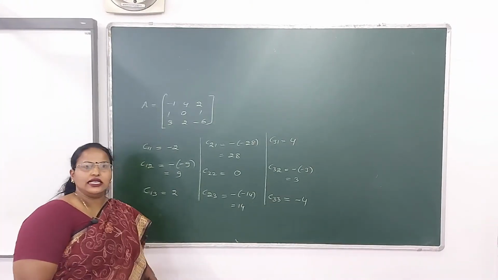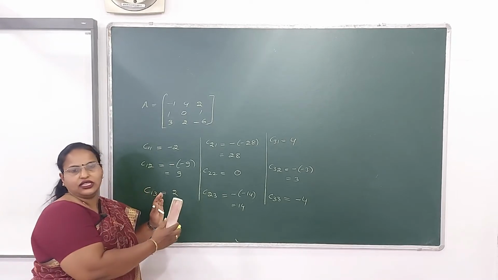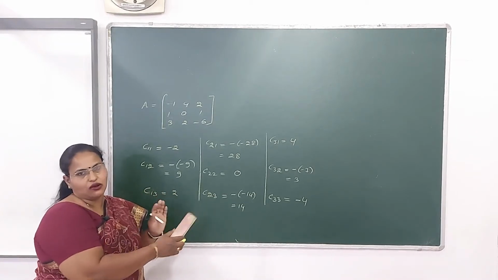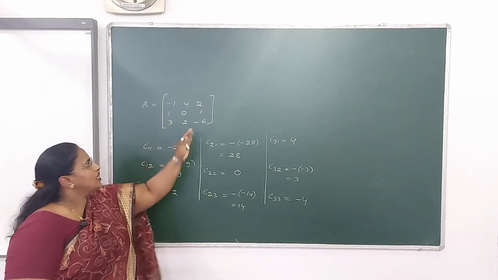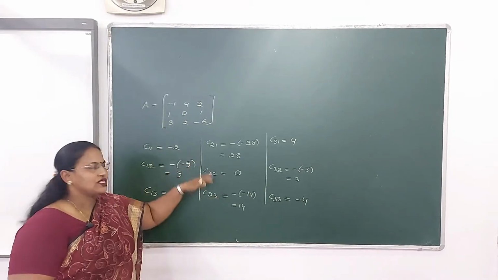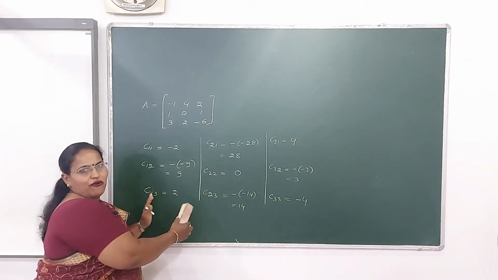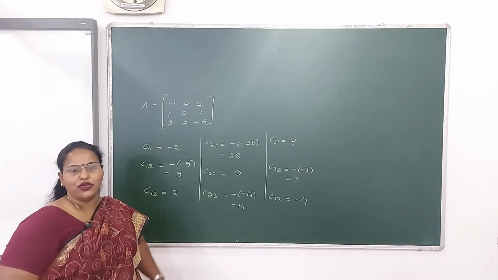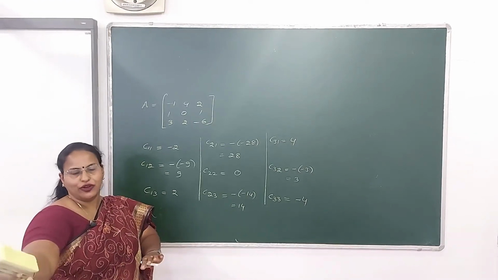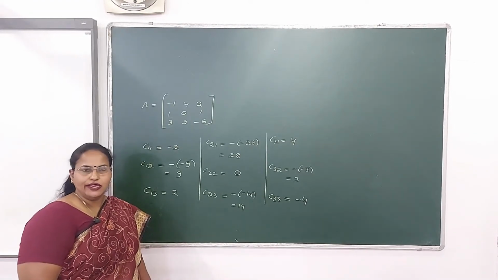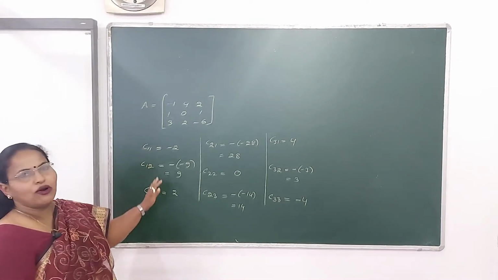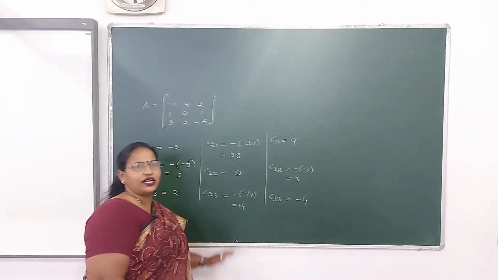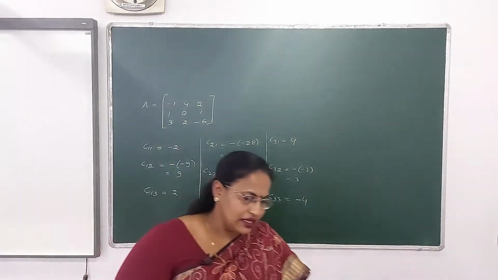So this is the presentation. In this way you have to write it down. Row wise you write it down, and write the answer in column wise. This type of presentation will definitely help you in doing the questions that you will be doing later on. So this was all about minor and cofactor of an element.